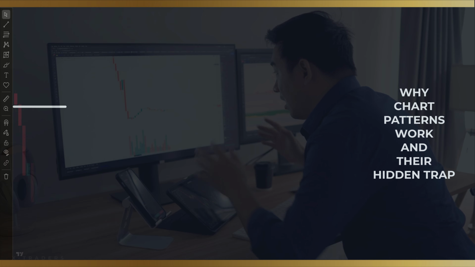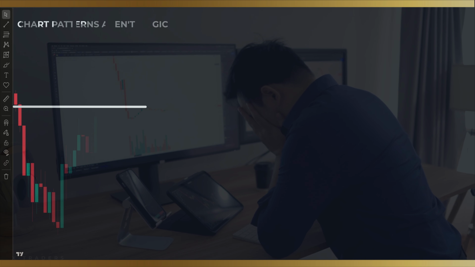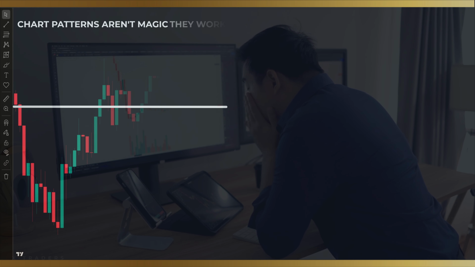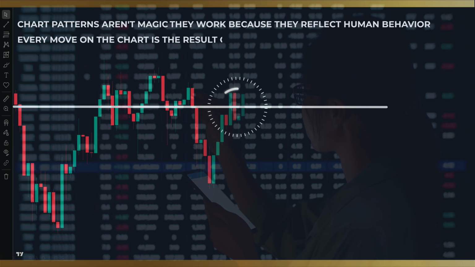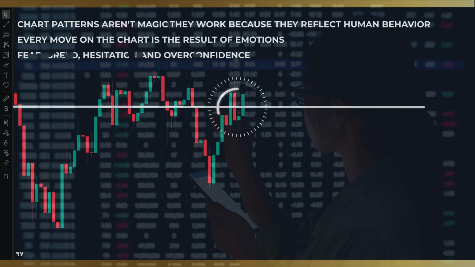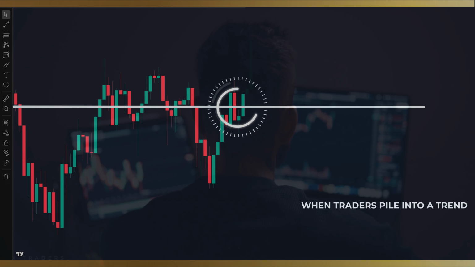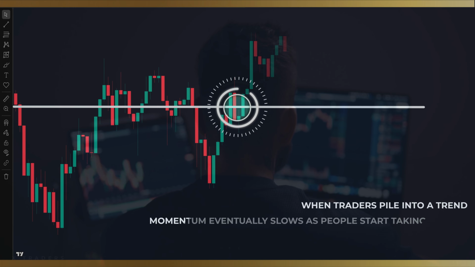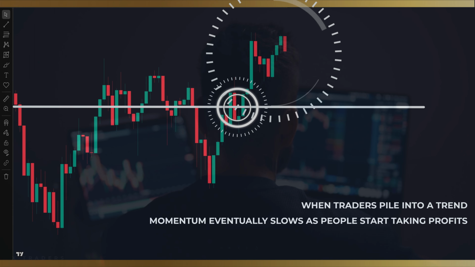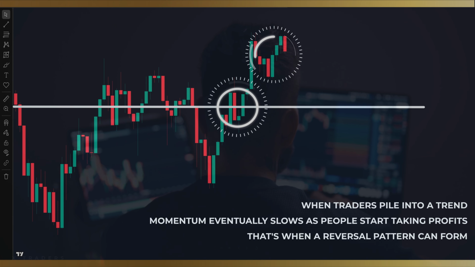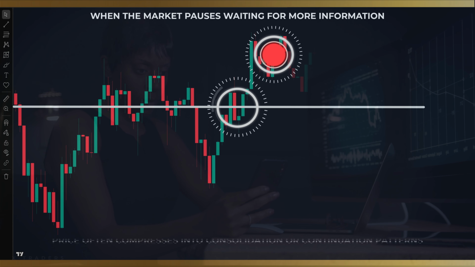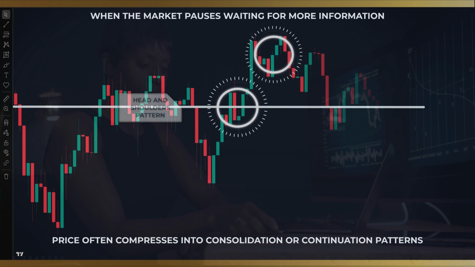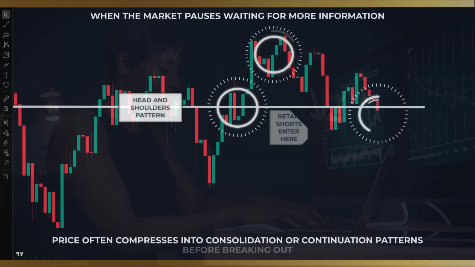Why chart patterns work and their hidden trap. Chart patterns aren't magic. They work because they reflect human behavior. Every move on the chart is the result of emotions: fear, greed, hesitation, and overconfidence. When traders pile into a trend, momentum eventually slows as people start taking profits. That's when a reversal pattern can form. When the market pauses, waiting for more information, price often compresses into consolidation or continuation patterns before breaking out.